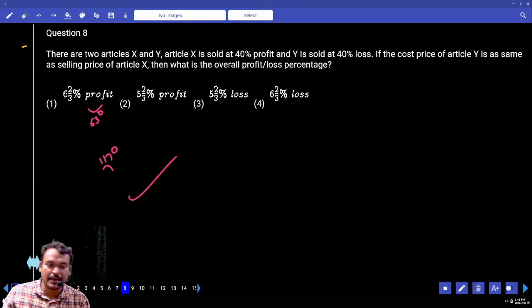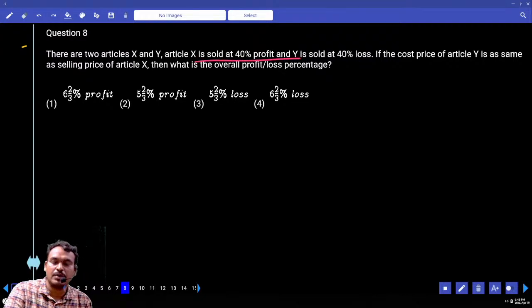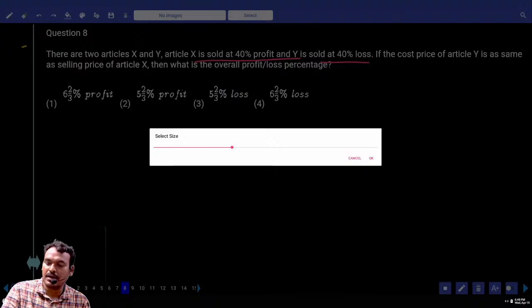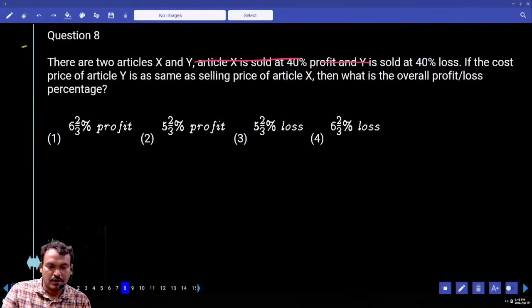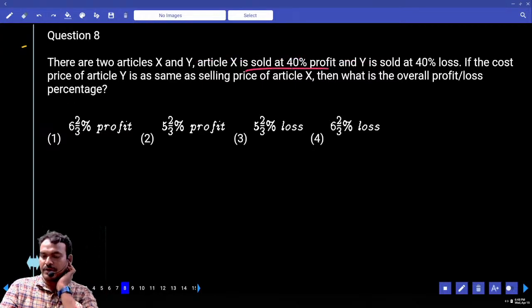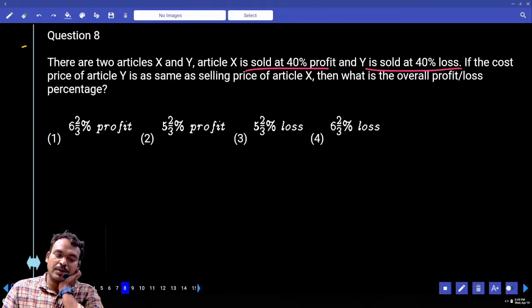Next question number 8. There are two articles X and Y. Article X is sold at 40% profit, Y is sold at 40% loss. The cost price of article Y is the same as the selling price of article X. What is the overall profit or loss percent? X is sold at 40% profit, but Y is sold at 40% loss. Cost price of article Y is same as which one? Selling price of article X.